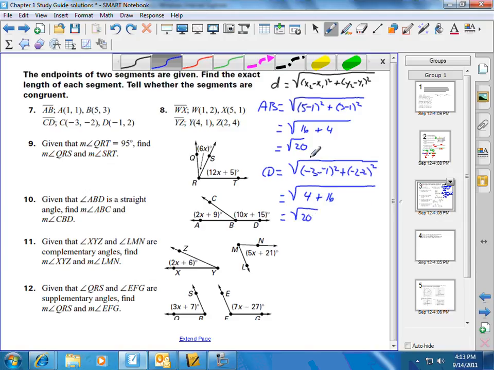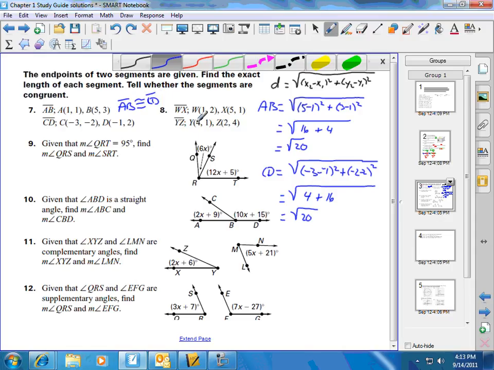And AB is the square root of 20 units. So the distances for these two segments are equal. So that means that segment AB is congruent to segment CD.